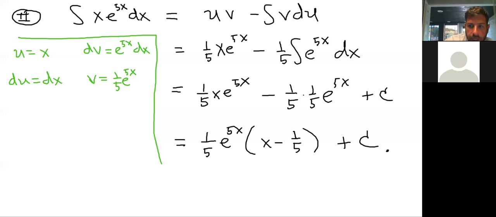So sometimes you have to perform this more than once. So let's look at another example. Let's integrate this time, say, x squared e to the x dx. This guy will require two integrations by parts.